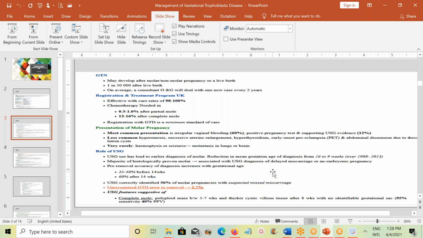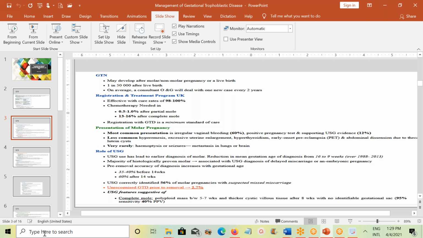But is this only for the complete mole? Yes, because for the partial mole, we said that we need histopathology. We'll talk about it as we go through the guideline. The guideline says that is for the complete mole, but for the partial mole we will have to use other things.